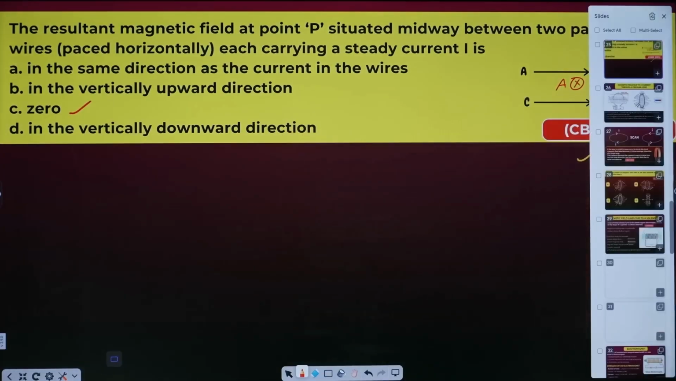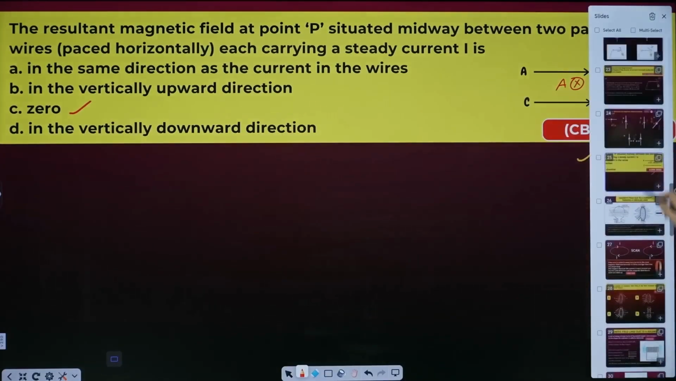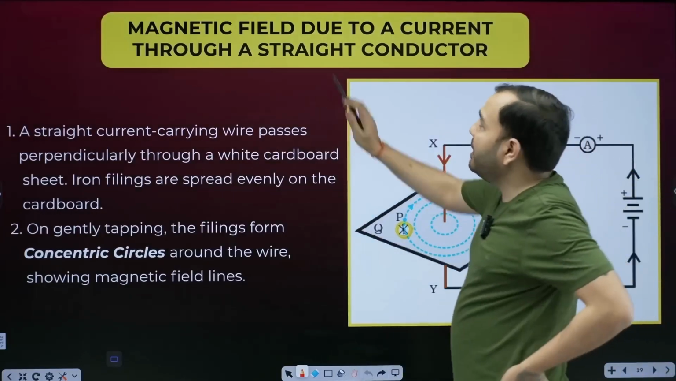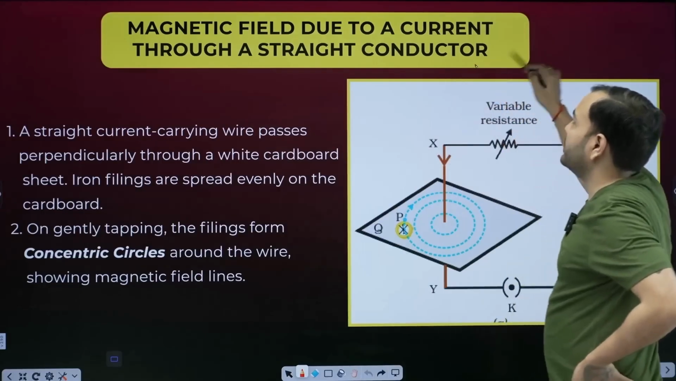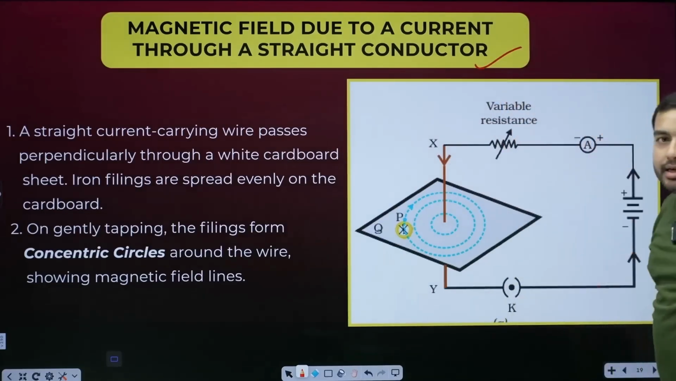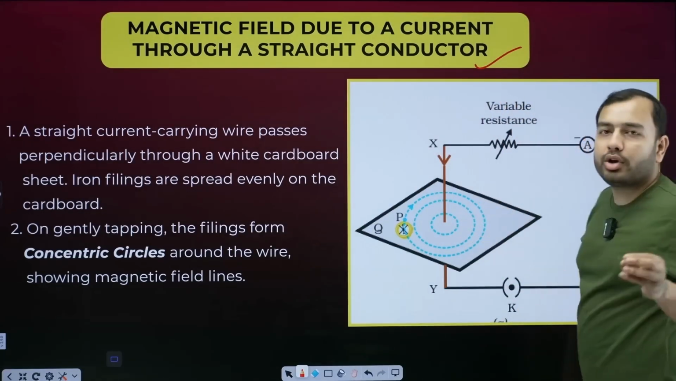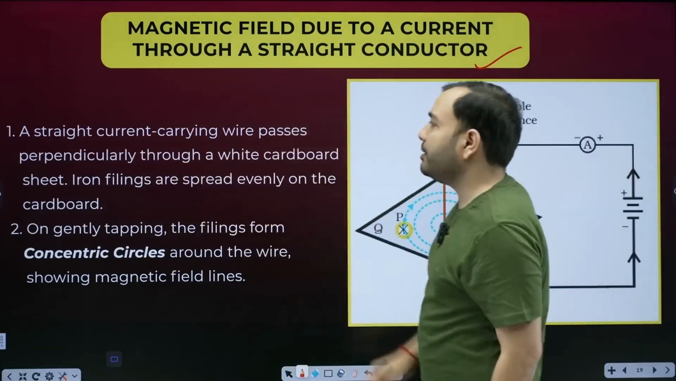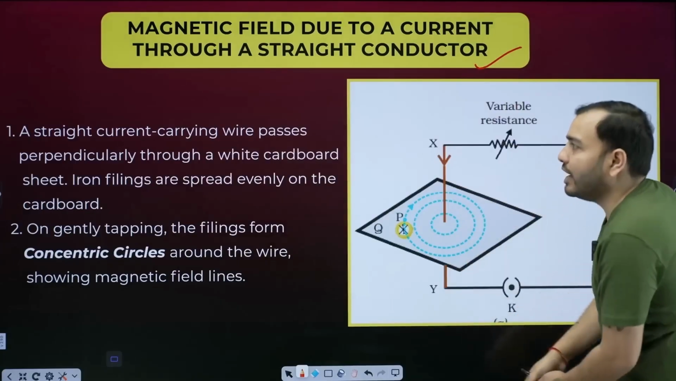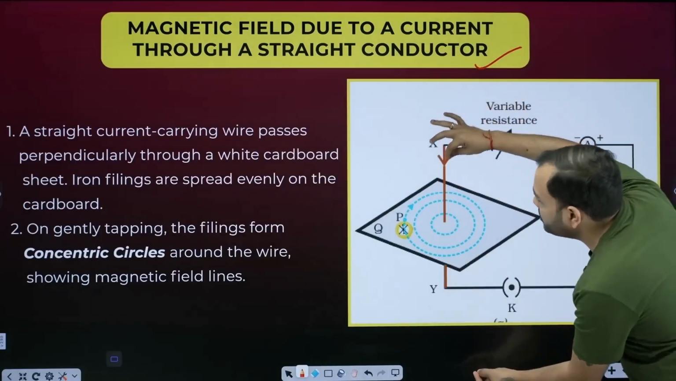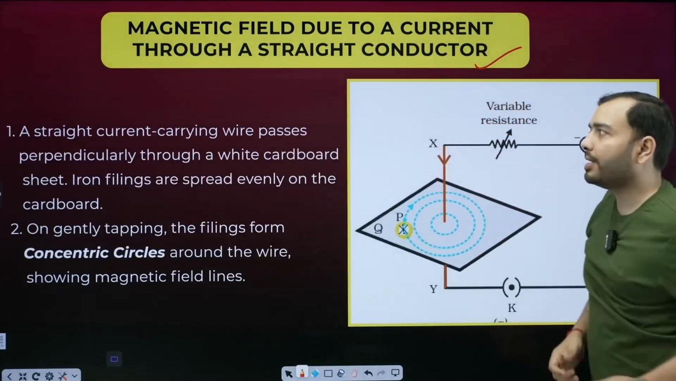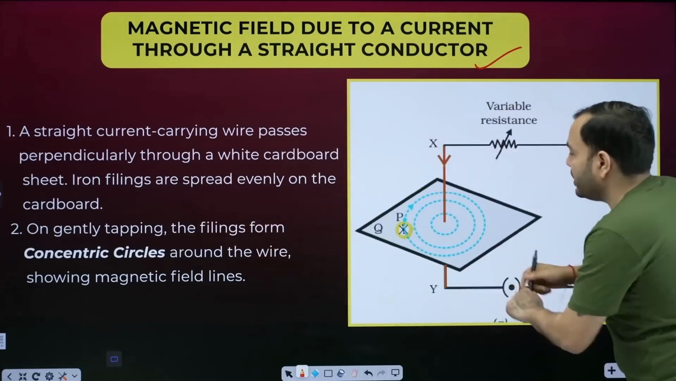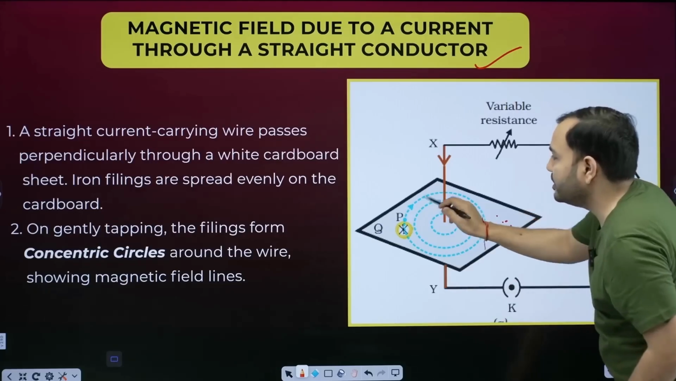Let's read it a little bit. A little study is also necessary, beta, not only mischief. Come on, let's understand what NCERT is telling. Magnetic field due to a current through a straight conductor. Come, let's see. One experiment was done. On the same cardboard, what was put? The same iron powder. A straight current carrying wire passes perpendicular through a white cardboard sheet. Iron filings are spread evenly on the cardboard. What did we put on this? We spread iron filings.